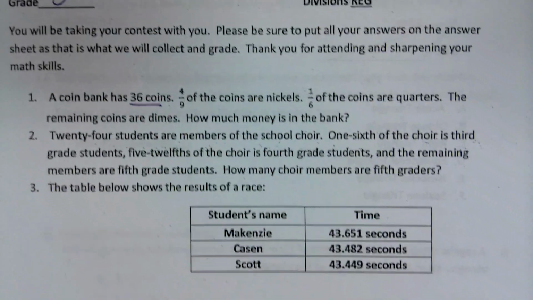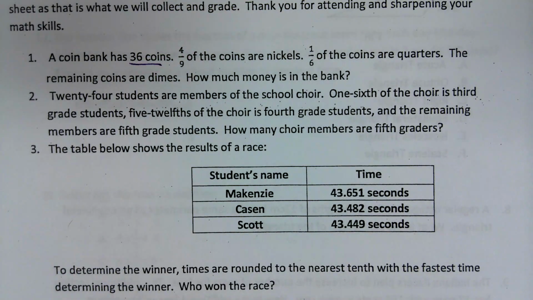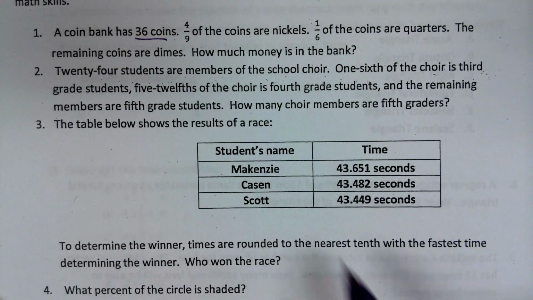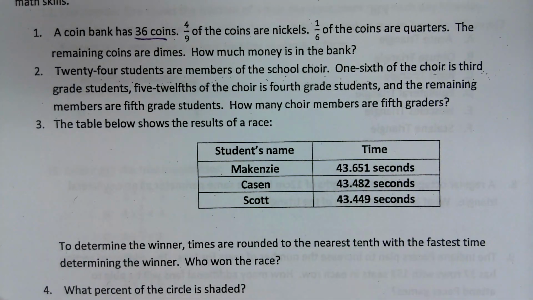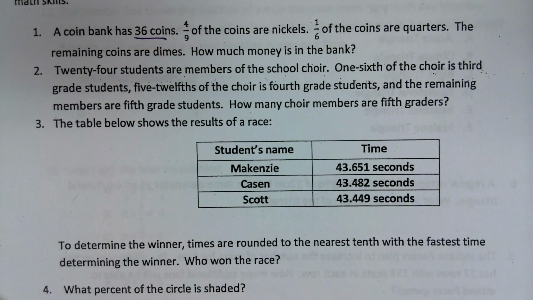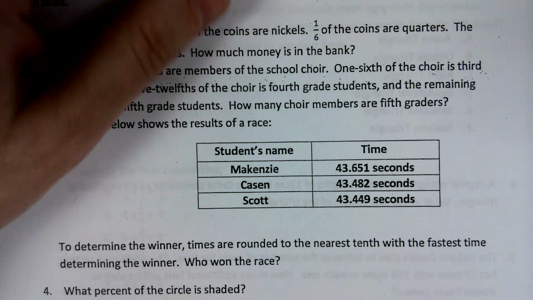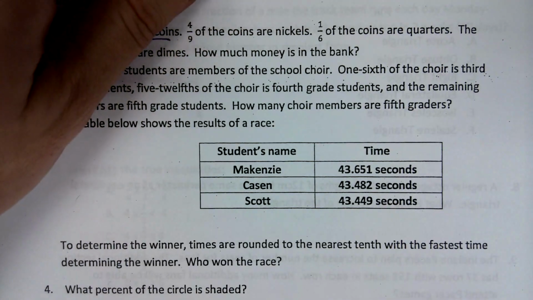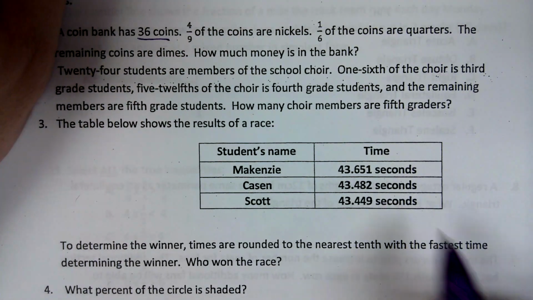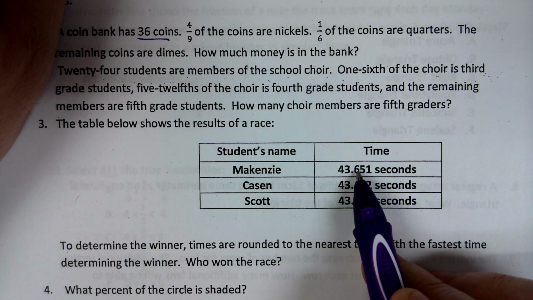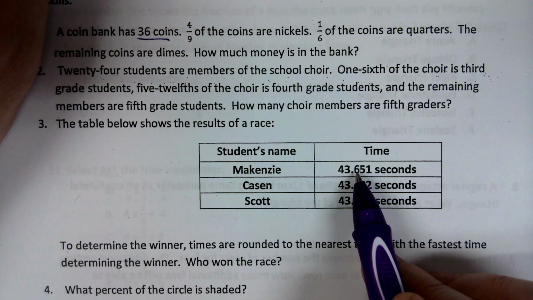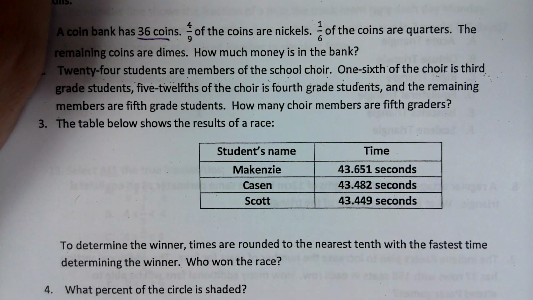This one we can just solve straight here on the paper. The table below shows the results of a race, and we've got Mackenzie, Kaysen, and Scott's times right here in decimals out to the thousandths place. To determine the winner, times are rounded to the nearest tenth, with the fastest time determining the winner. Who won the race? Well, on this one, we just need to round it off to the nearest tenth, just to be absolutely certain we haven't had anything go a little bit weird. So if we're rounding to the nearest tenth, that's going to be that first decimal digit, so the 6 and a couple of 4s on the others.